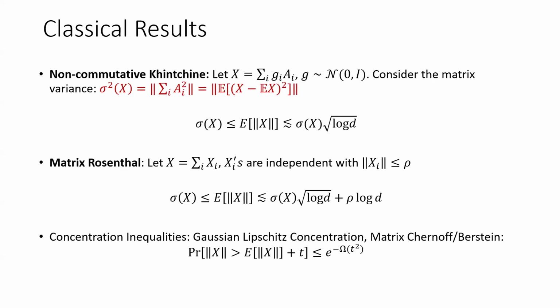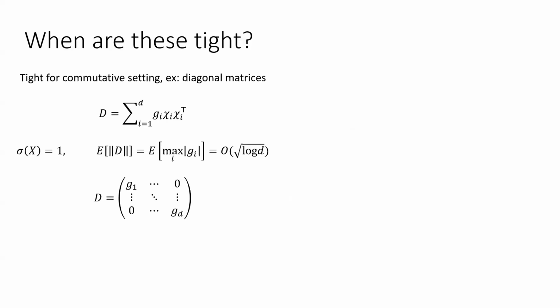And what you may notice is that in general, your norm bounds are going to lose a factor of root log d, something that's dependent on the dimension. So the natural question is: are these classical matrix bounds actually tight? Let me give you one example where they are tight.